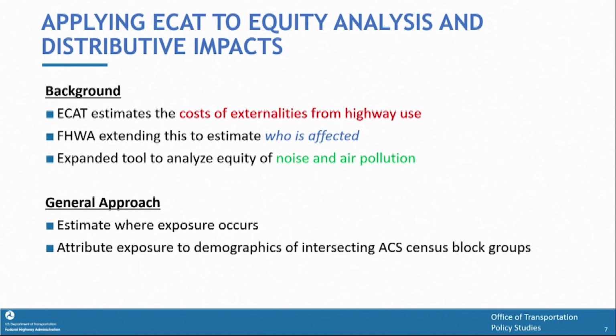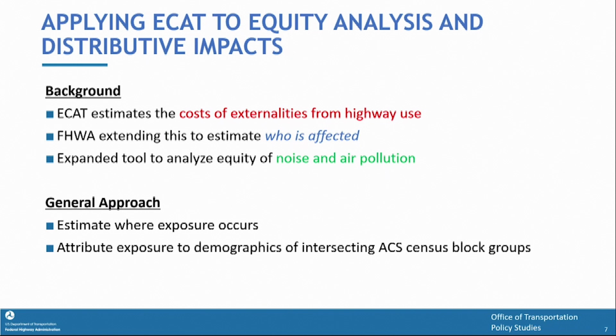So next I'd like to talk about the work we've done over the last year applying ECAT to equity analysis and the distributive impacts. ECAT estimates the cost of externalities from highway use, but we wanted to extend this to estimate who is affected. And we've expanded the tool to analyze equity for noise and air pollution, because those are more easily localizable. We know where they're coming from, we know how far they go, so we have a much better idea of who is actually affected by that.